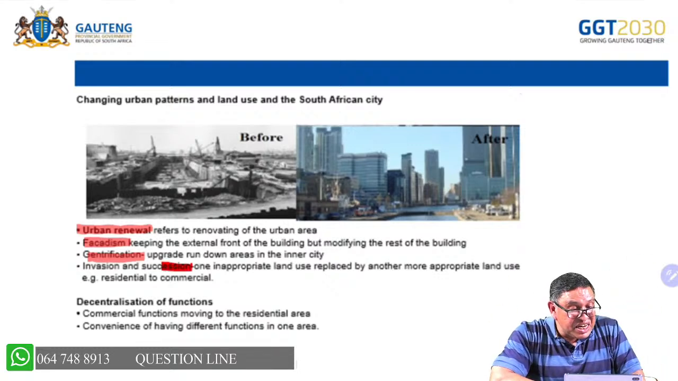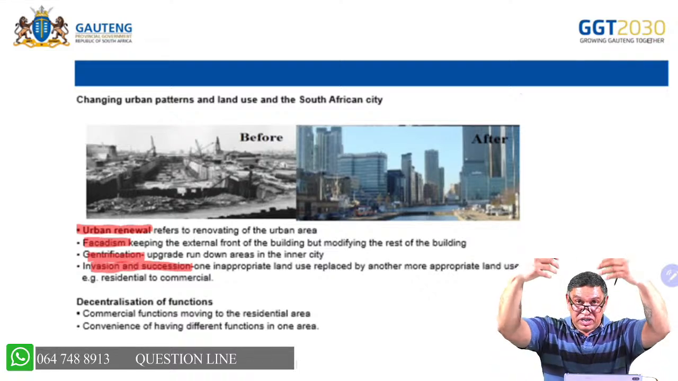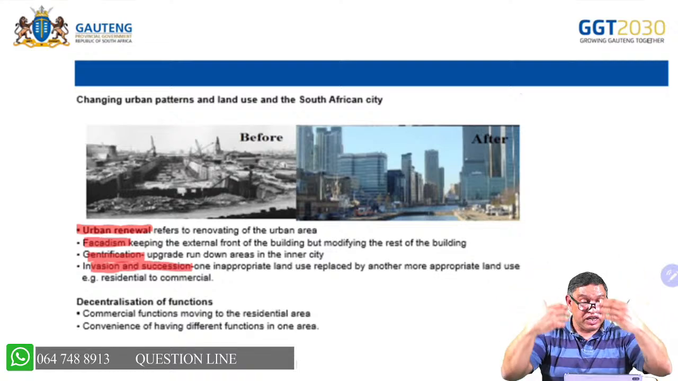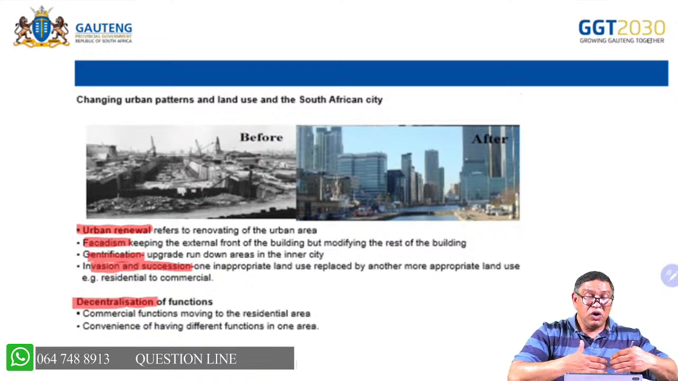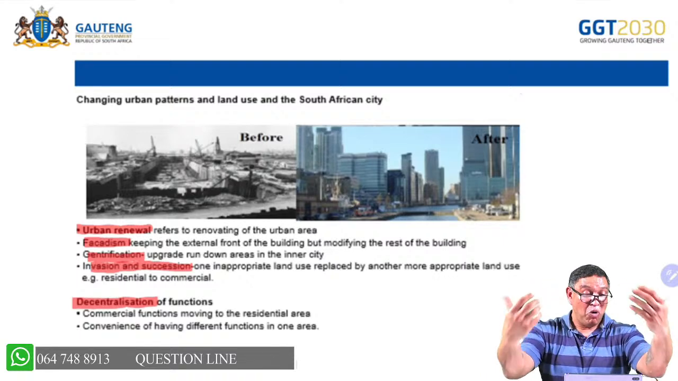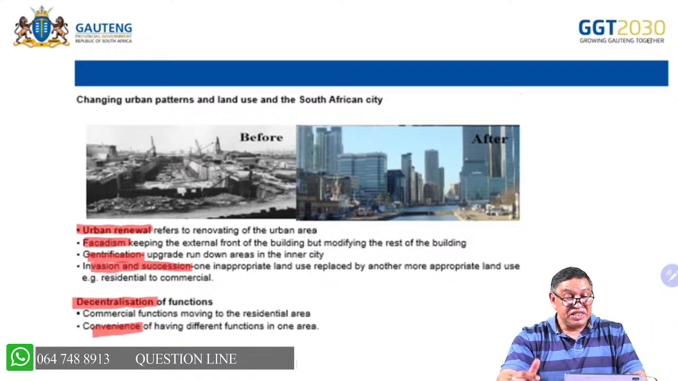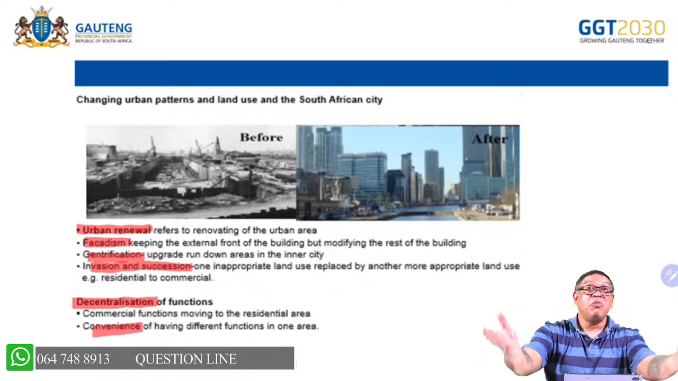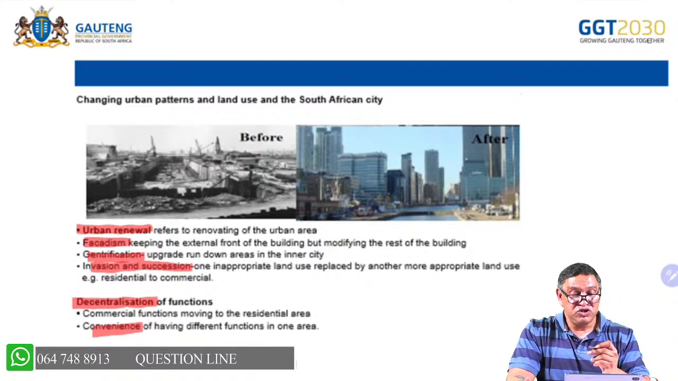And invasion and succession, where buildings or land use that was residential is now taken over by a business area. Decentralization of functions: commercial functions moving to the residential areas, like your malls, etc. And the convenience of having different functions in one area. Your mall is a good example. Your banks, etc., are all falling into one category.